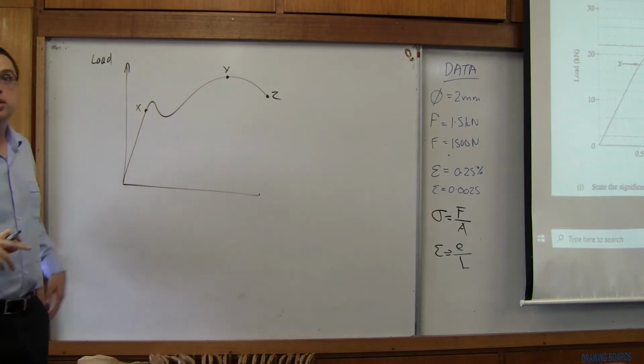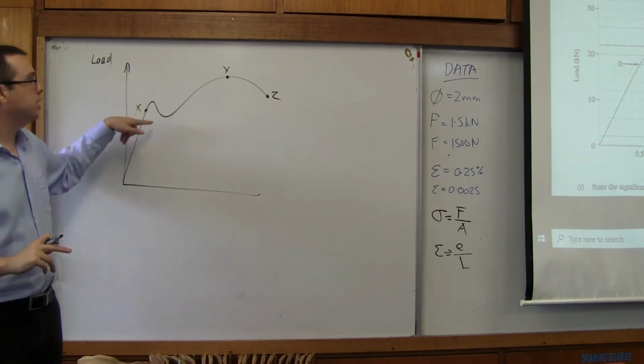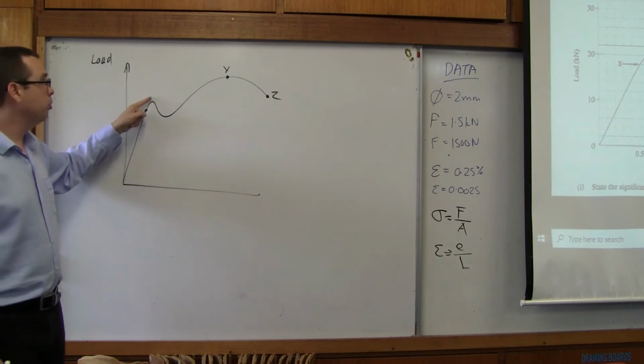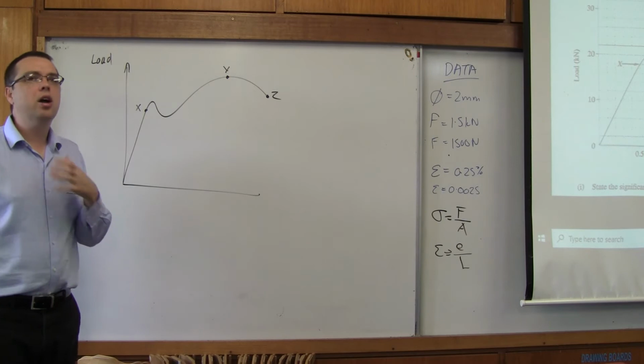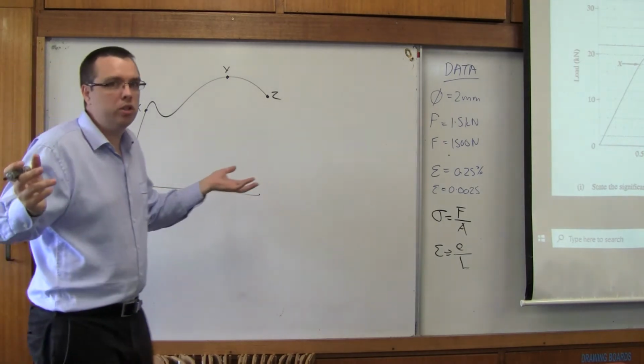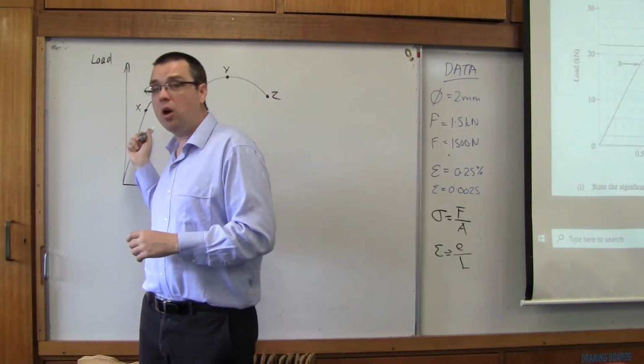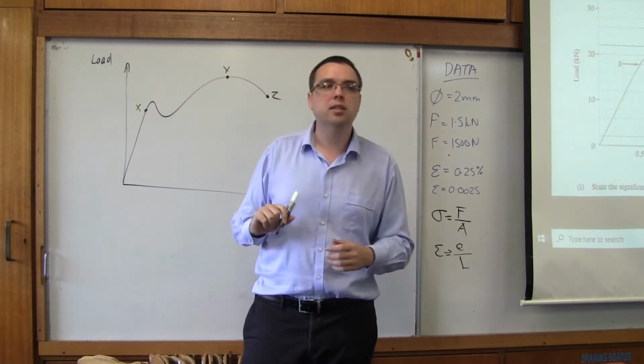Yield is not. So there is a definite yield point. The definite yield point is this shape. We have an upper yield point and a lower yield point. If you wrote yield point, I would give that as correct. I didn't mark this question in the HSC, I can't say definitively, but I would give that as correct. But there's a better answer.